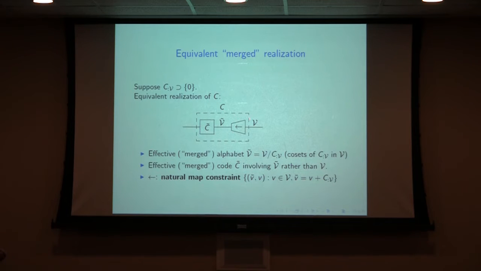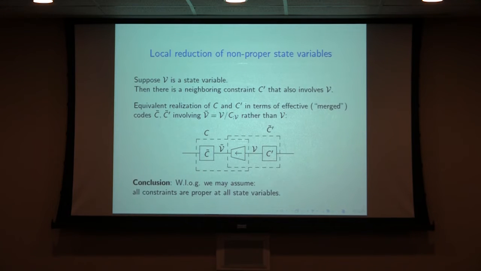And then what is this constraint here between V and V hat? It's the natural map constraint that, let's take V as the input. Then V hat is constrained to be the coset of C that contains V. All right, so that's what I call a natural map constraint. So I hope you can see that this is equivalent to what I had previously whenever the cross-section is non-trivial. And so again, we get a local reduction result when we have a non-proper constraint code at V.